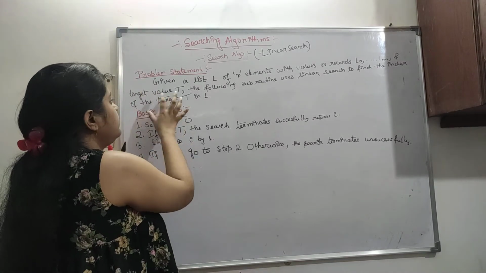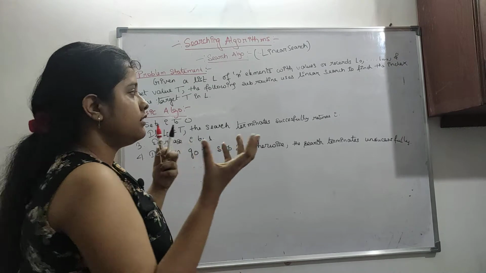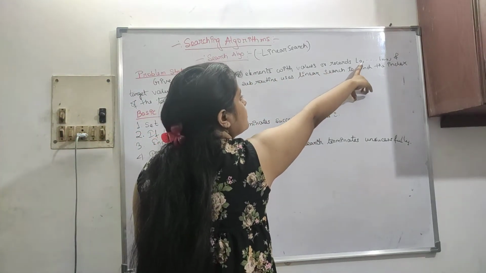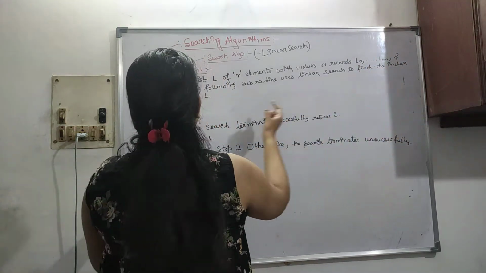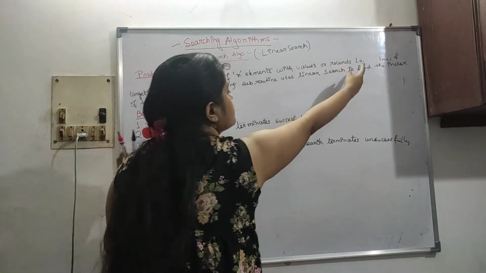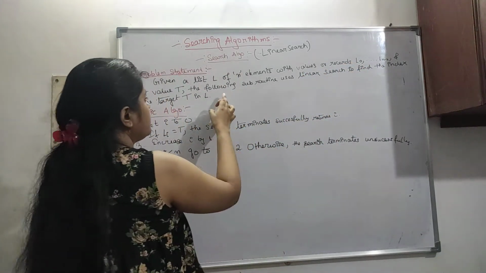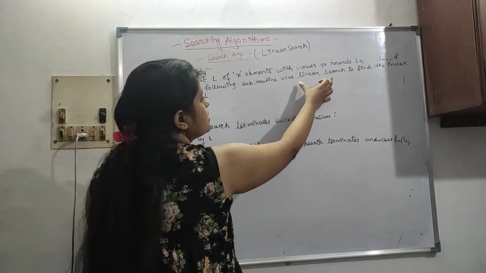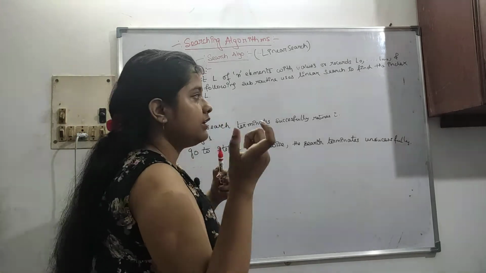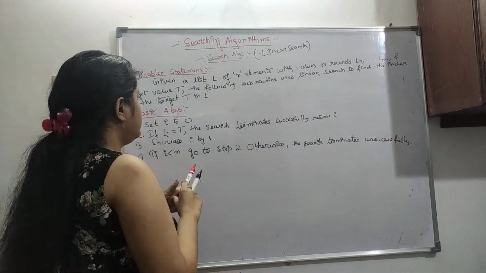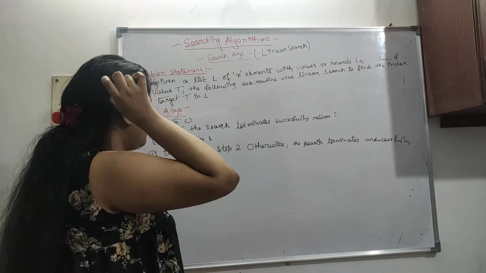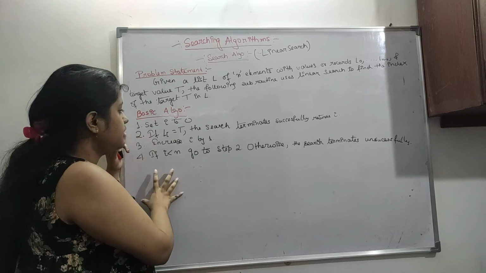Problem statement: given a list L with n elements, with values or records from L0 to Ln minus 1, and a target value T, which is the actual value we are trying to find from this list. The following subroutine uses linear search to find the index of the target T in L. Let's see this basic algorithm.